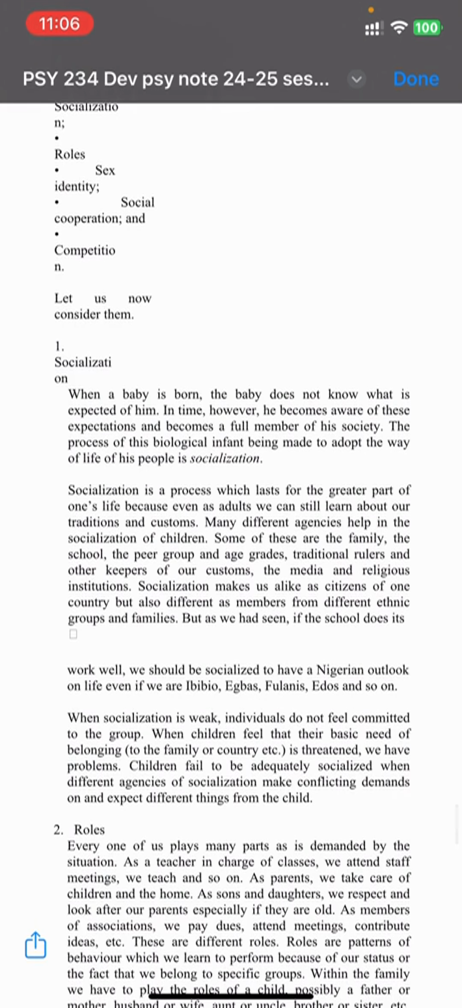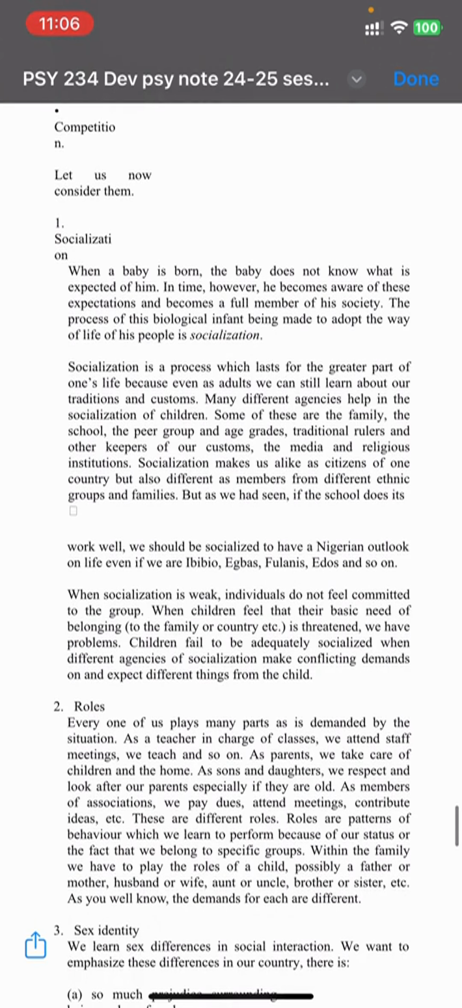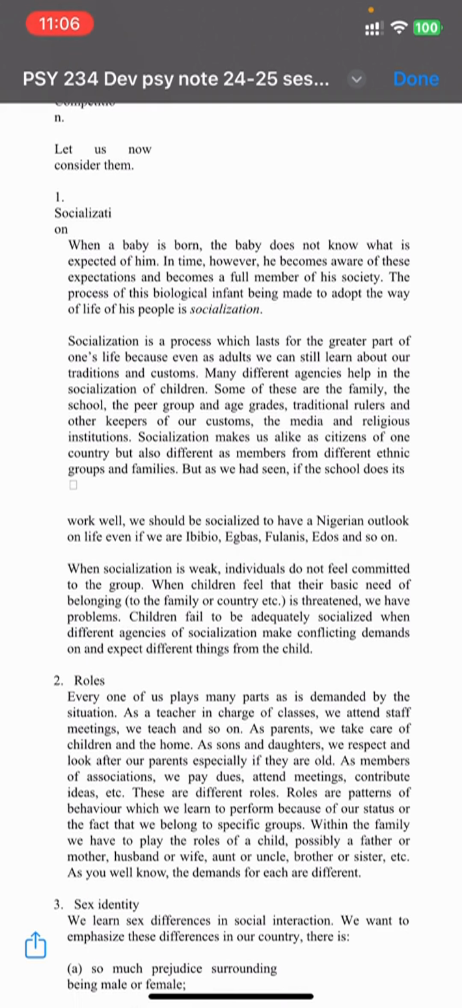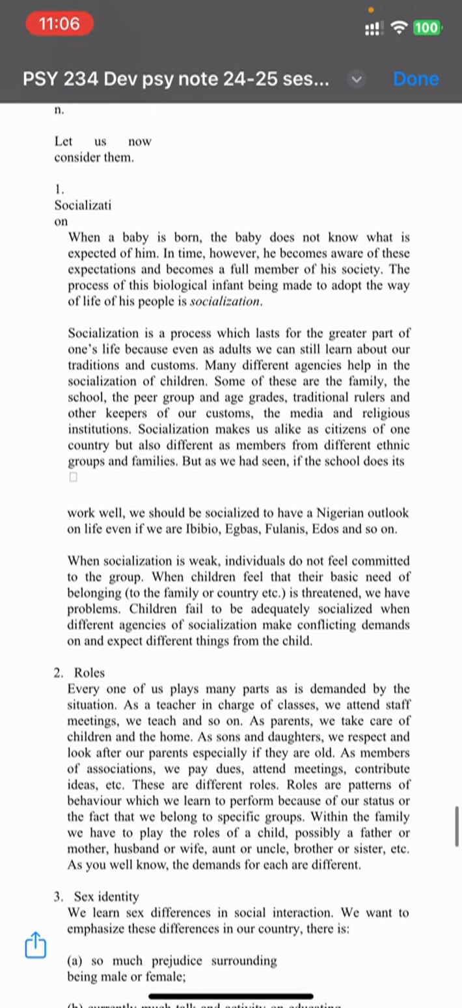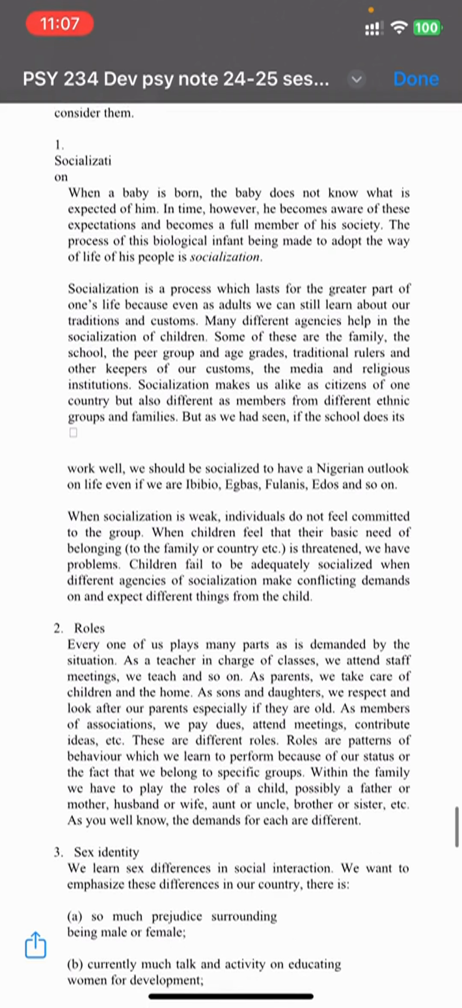Now, when socialization is weak, individuals do not feel committed to the group. When children feel their basic need of belonging is threatened, we have problems. Children fail to be adequately socialized when different agencies of socialization make conflicting demands on and expect different things from the child. So, agencies of socialization, that's family, your school, your church, your society and stuff like that. If all of them have conflicting demands and expectations, the child may not be socialized adequately.